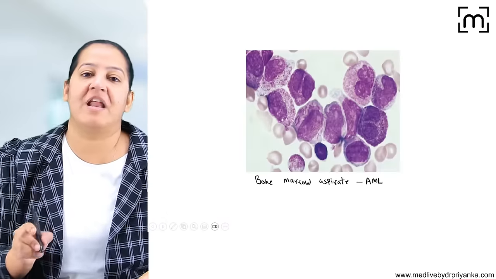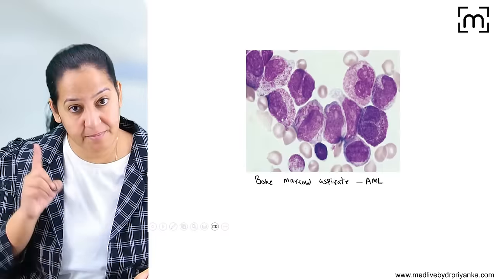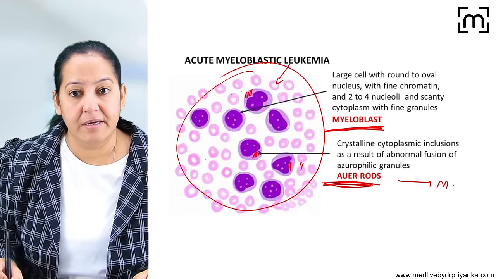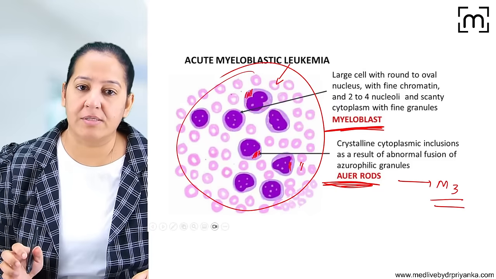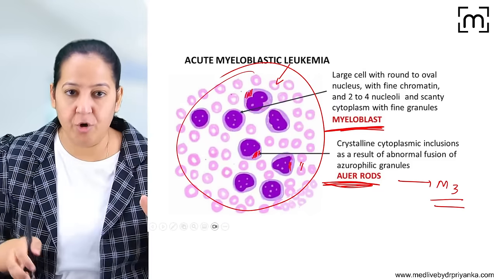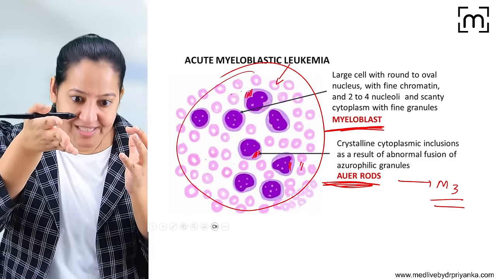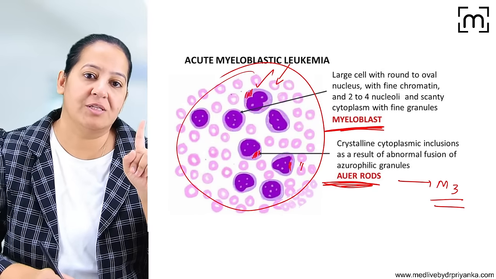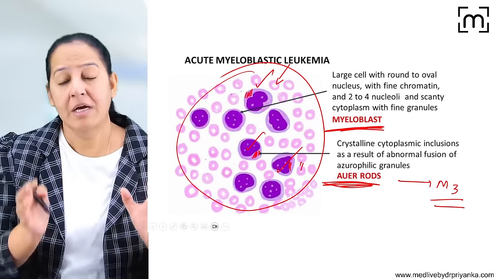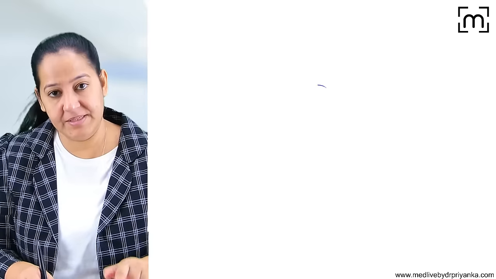Maximum iron rods are present in M3. Now you can understand all those. It is present in M3, maximum iron rods. So it is not present in all myeloblasts. You can see out of the 7-8 cells shown to you, only 3 of them have iron rods. This one, and this one. Others do not have.